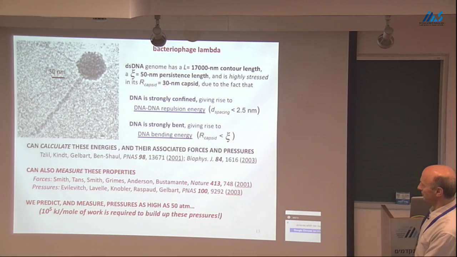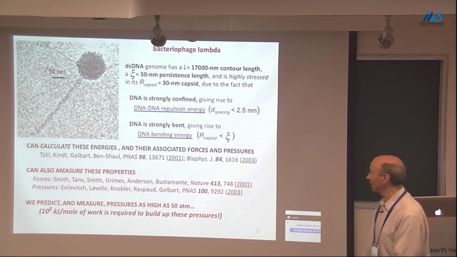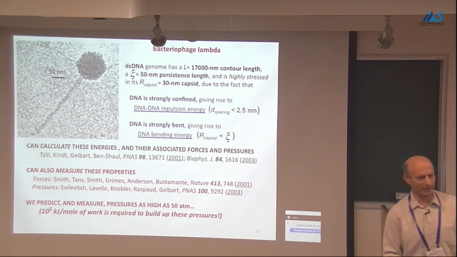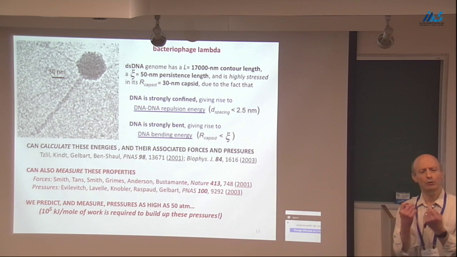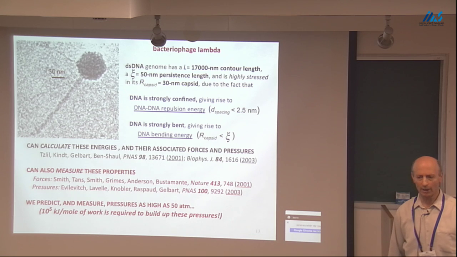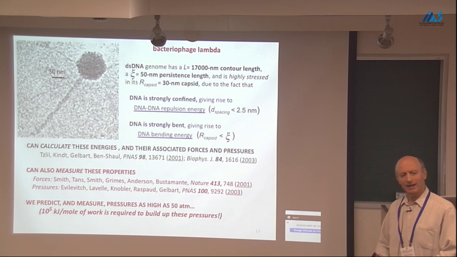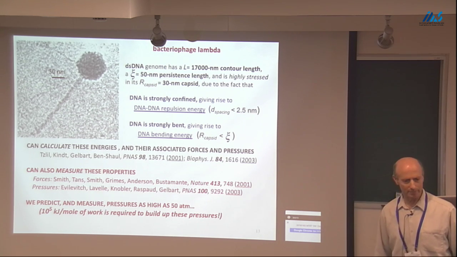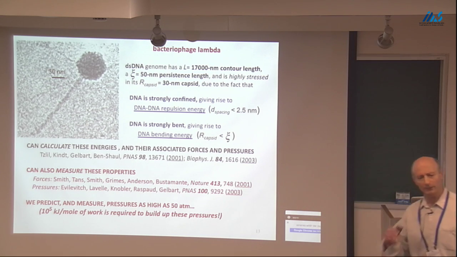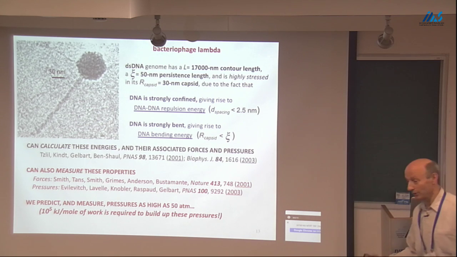The radius of the capsid is about 30 nanometers. And so it turns out that to get this length of DNA into that smaller volume, you have to essentially close pack it with an interaxial distance of about 2.5 nanometers, where you have very strong repulsions between neighboring duplexes of DNA. So the DNA is repelling itself strongly. It has also been strongly bent, because all along its length, it's bent into a smaller radius of curvature than thermal energy allows it to be.